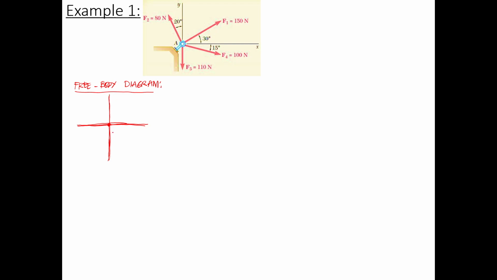Again, this one is point A. Let's try to draw your different components. Your F1 is 150, so let's say this one is your 150 newtons, and this one is F1. The angle between it is 30 degrees. Next, we have a 100 newton force in the fourth quadrant. This one is 100 newtons, and this one is F4. The angle is 15 degrees.